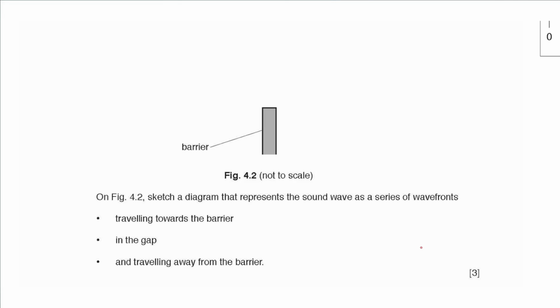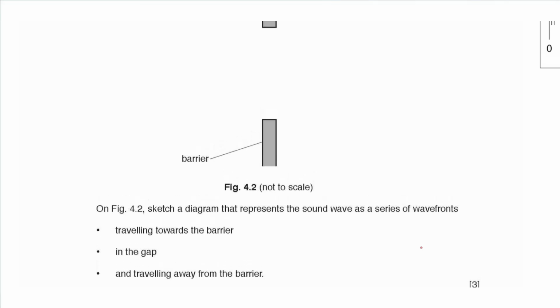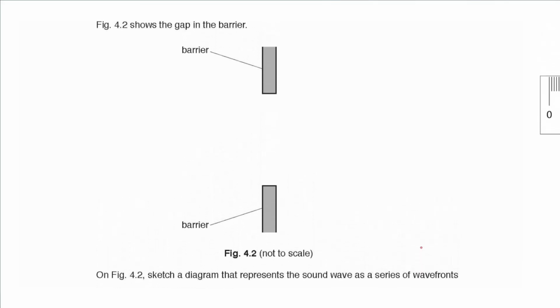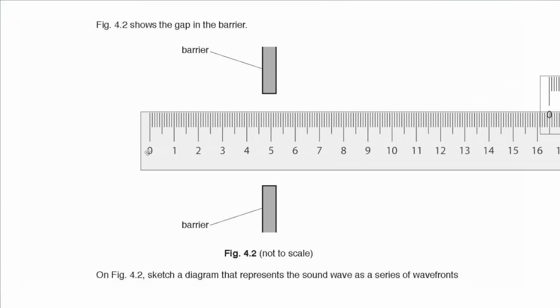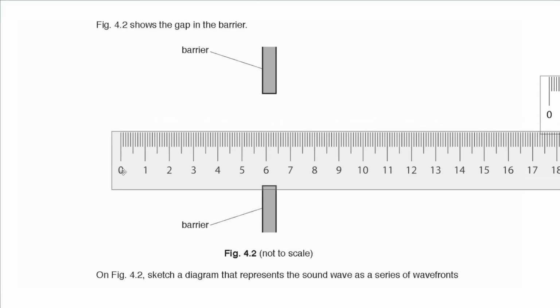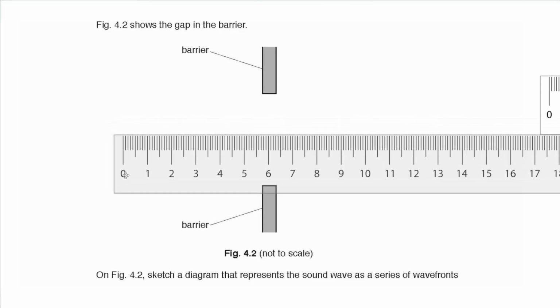So we have straight lines traveling towards the barrier, which means before the barrier, and in the gap, and traveling away from the barrier. Now when a wave passes through a gap in a barrier, it diffracts, but this gap is a wide gap, so it will not diffract by much. But just to make sure that we are drawing it correctly, we are going to use a ruler to draw in the direction of the wave.